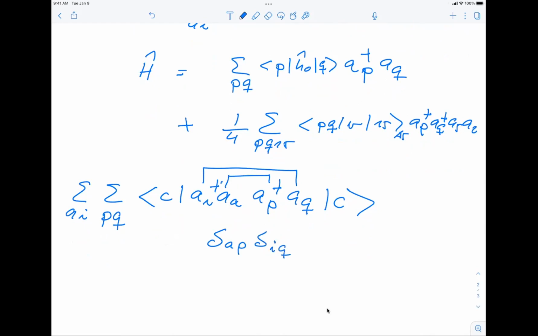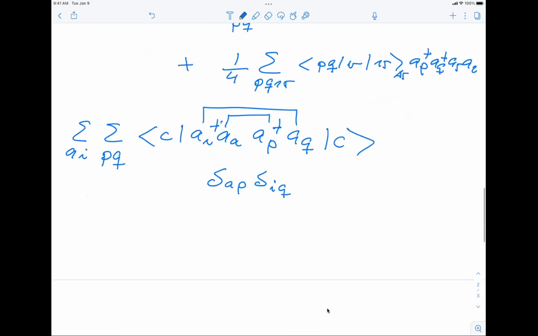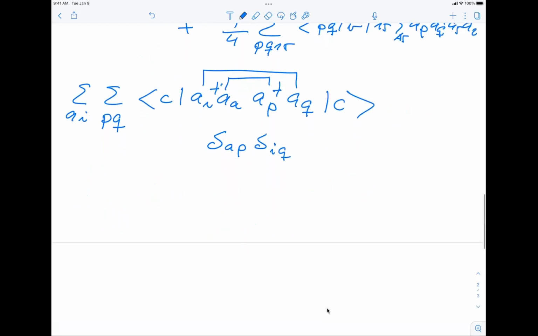That's the first piece. The next piece we need to look at is the two-body interaction, and then we have more terms which we need to pay attention to. So let's take a closer look at the two-body interaction. We will now have a sum over A and I, and a sum over P and Q, and R and S.